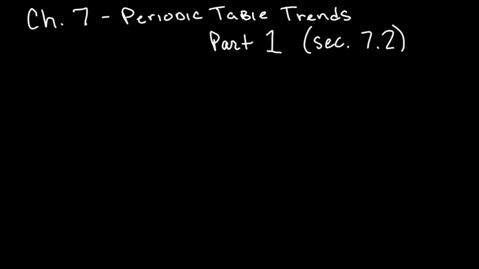In this video, it is going to be part one of a couple of videos talking about Chapter 7. Chapter 7 goes over periodic table trends, and for this video we're just going to focus on section 7.2 because it has two really important concepts in it that the book doesn't really adequately go into detail on.